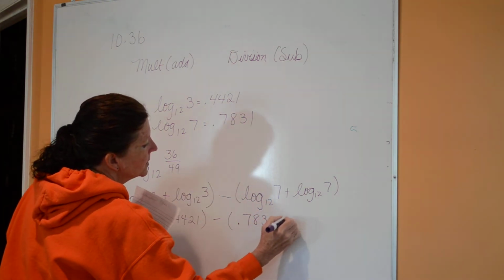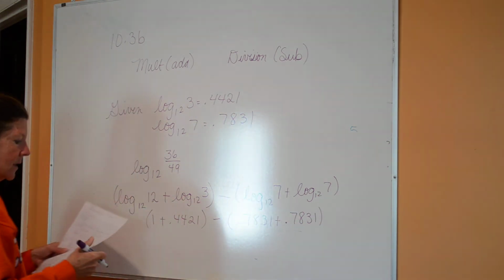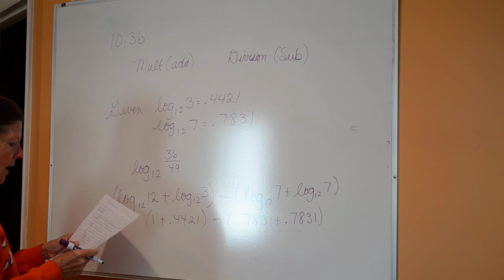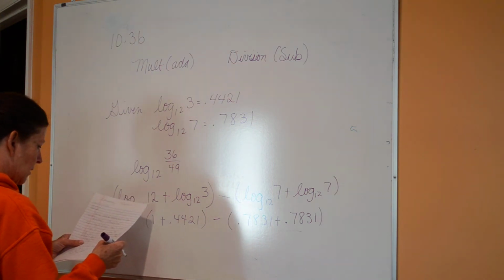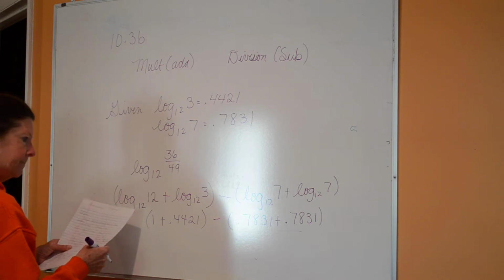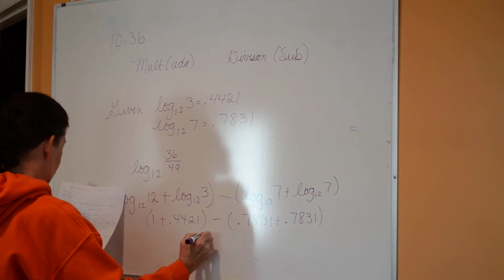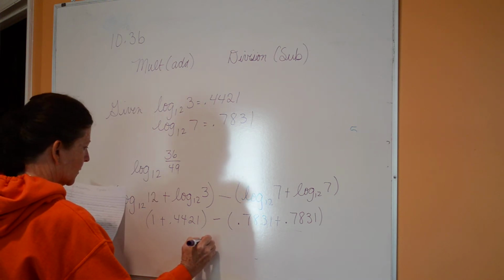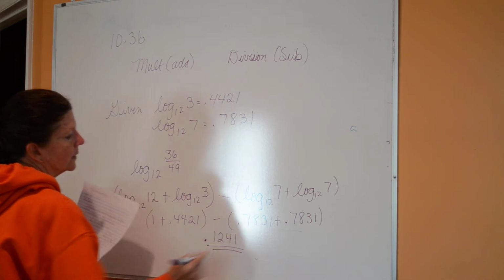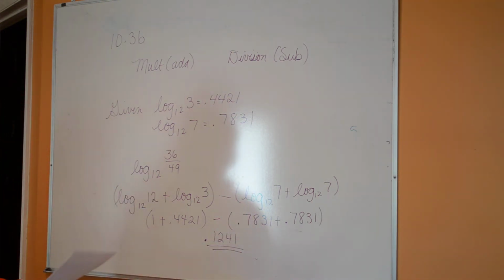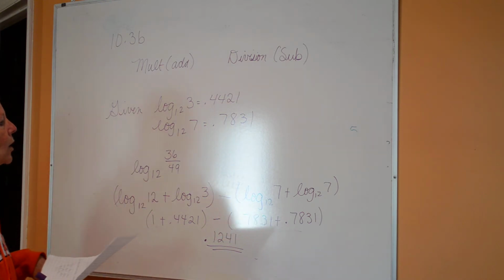0.7831 plus 0.7831. I have to do the parenthesis first before I can do the subtraction. So I'm actually going to get a value of this right here. I'm going to run out of space down here where you can see it. So I'm just going to give you the answer as 0.1241. Okay, and that's the answer that I'm going to get. All right, so that's just review. That's what your homework for the last video was on.